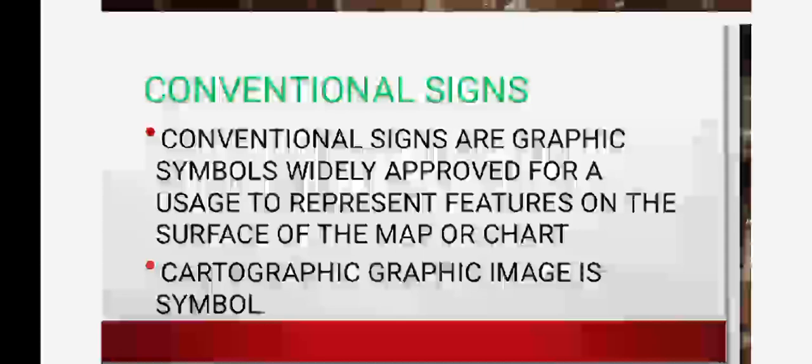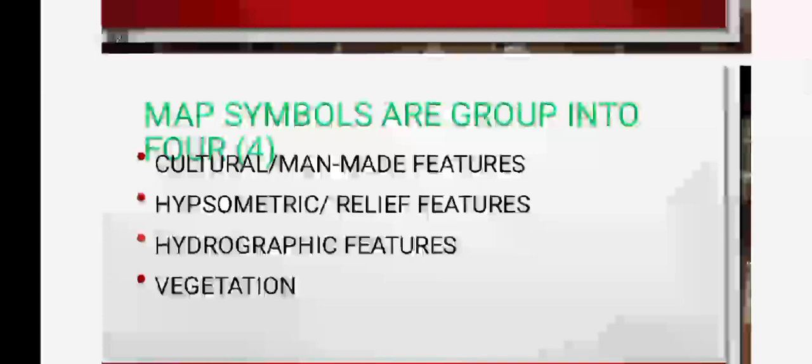Those symbols you see, that is the image of cartography. The next we are looking at is map symbols. Map symbols are grouped into four, be it thematic, be it general, be it navigational, be it globe. When I say a general map, I'm referring to topographical maps, thematic maps of different types, navigational, be it aeronautical or nautical, and the globe.